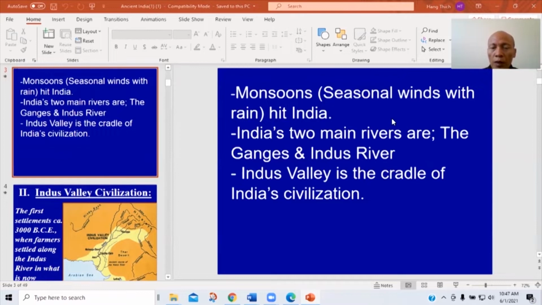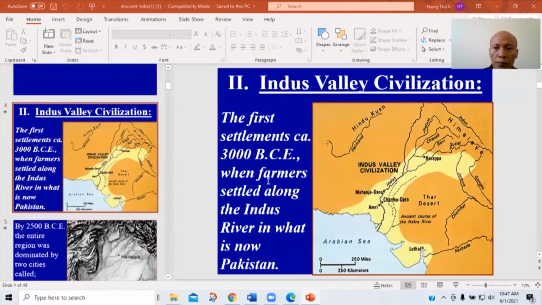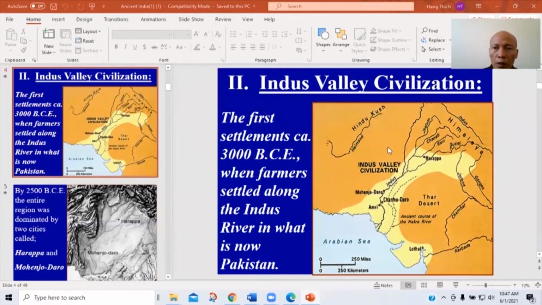India has many rivers, but there are two main rivers: the Ganges River and the Indus River. And here you can see. At first, it starts with the Indus Valley civilization, the first settlement in 3000 BCE, when farmers settled along the Indus Valley rivers, right here.